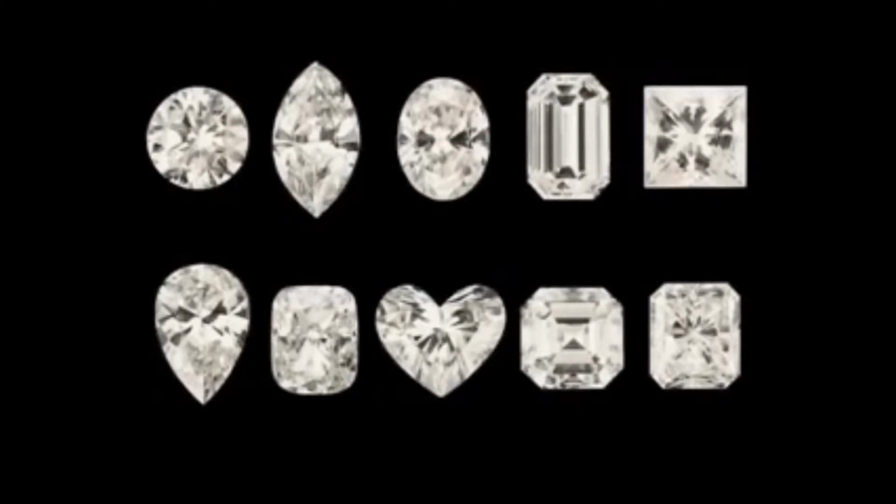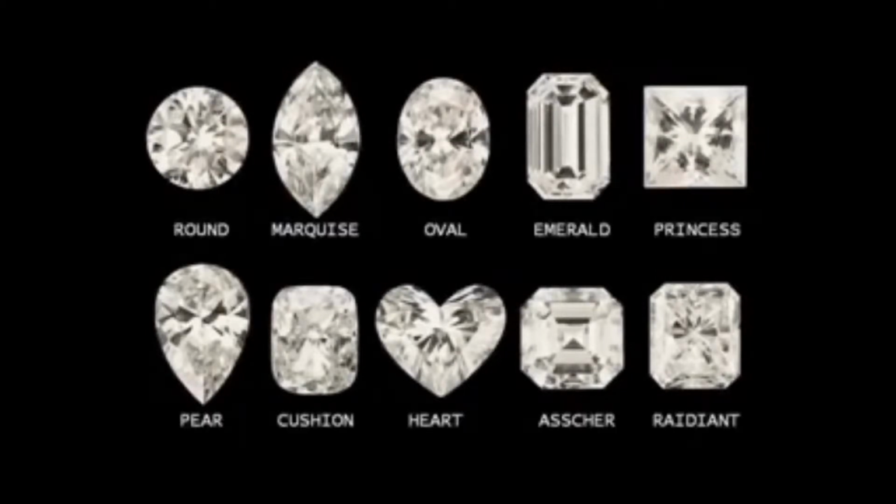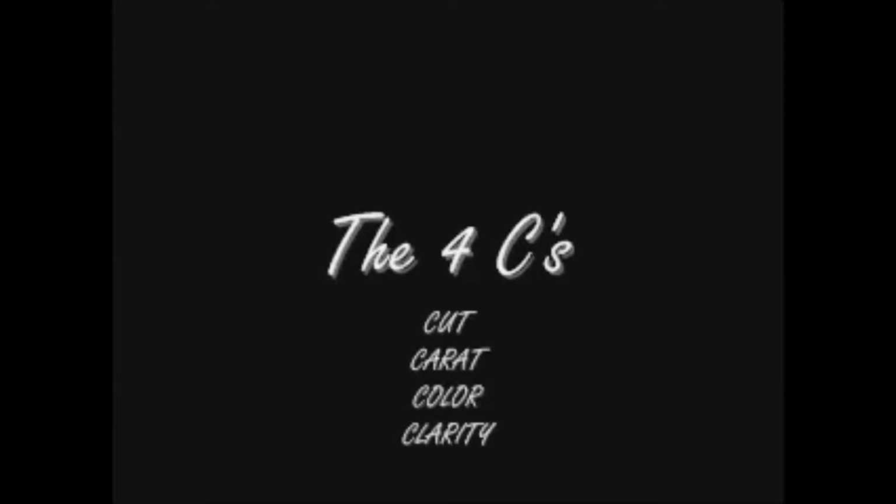Diamonds are cut into many different shapes. Round is the most traditional shape, while the marquise, oval, emerald, princess, pear, cushion, heart, asscher, and radiant are all considered fancy shapes. The 4 C's of a diamond are cut, carat, color, and clarity.